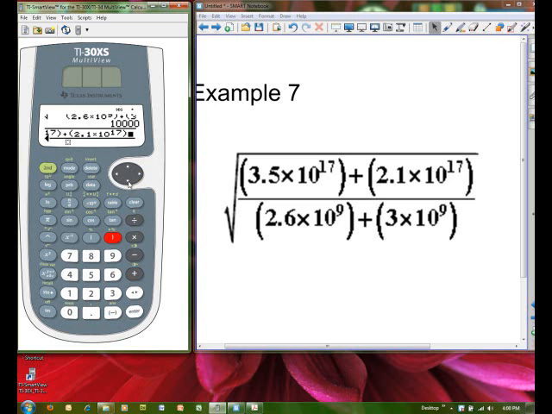my parenthesis. Use my down arrow to get to the denominator, parenthesis 2.6 times 10 to a power, put in my power, right arrow to get out of the exponent, close my parenthesis, plus parenthesis 3 times 10 to a power, put in my exponent of 9, arrow to the right, close my parenthesis, enter, and I have my answer.